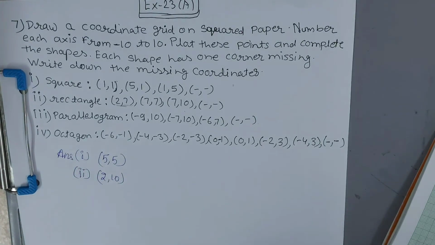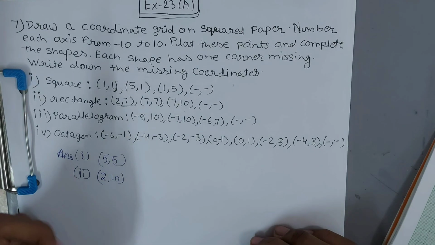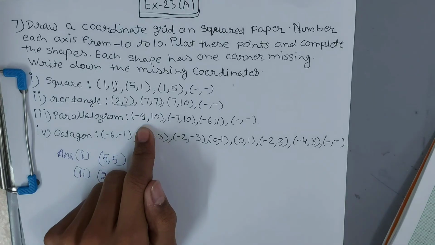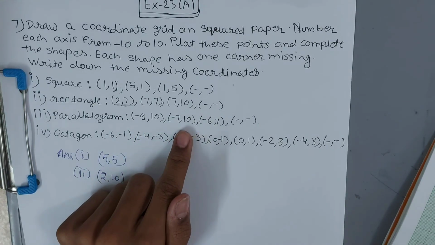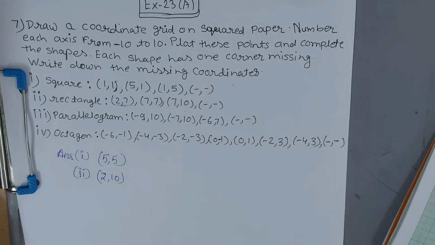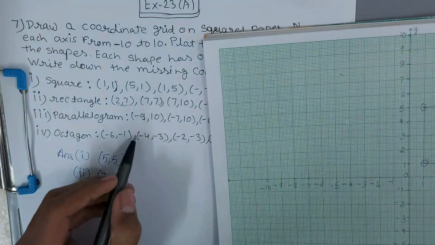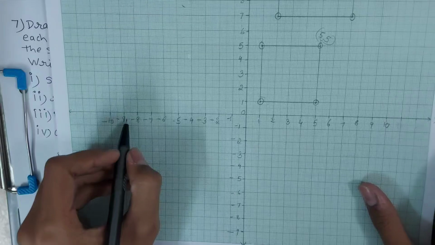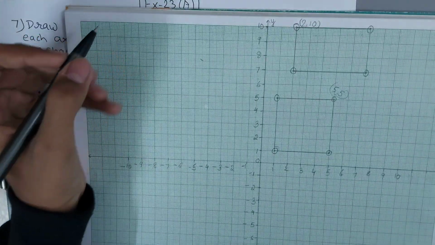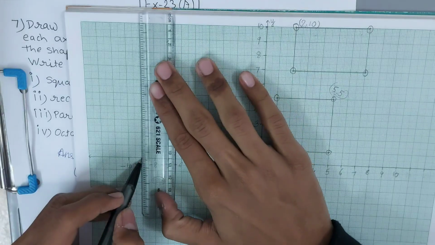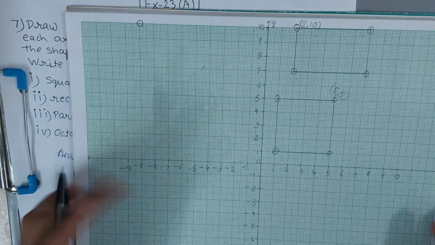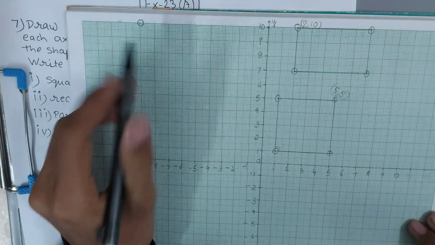Right. Now look, we have the next one, the third one, right? That is a parallelogram. The points given to you are minus 9, 10, minus 7, 10, minus 6, 7, and then you have to tell the fourth one. Quite easy. I will not waste time on this one. Minus 9, 10 means minus 9 on the x-axis, again 10 on the y-axis here, right? Minus 9 here, and then this point here, right? This one is the first point of the parallelogram, as you can see right here.